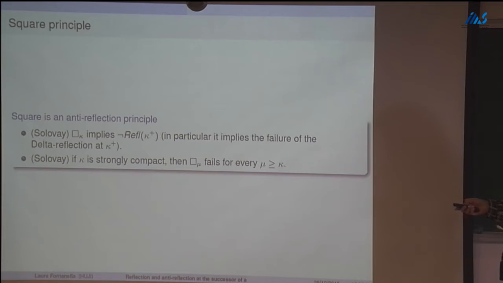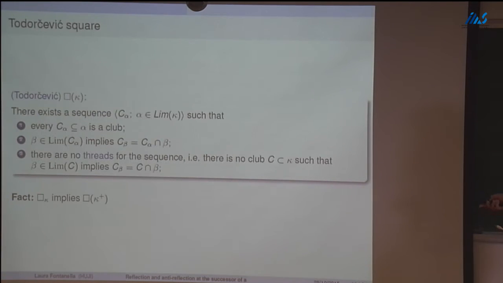So this is an anti-reflection principle. Since it implies the failure of the reflection of stationary sets, it also implies the failure of the delta reflection, because the reflection of stationary sets is a consequence of the delta reflection, as I said. But we will see that the delta reflection is compatible with a weaker version of the square.